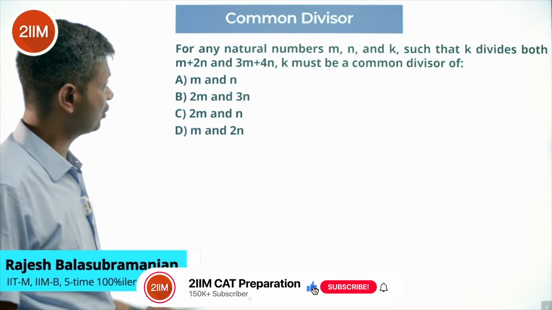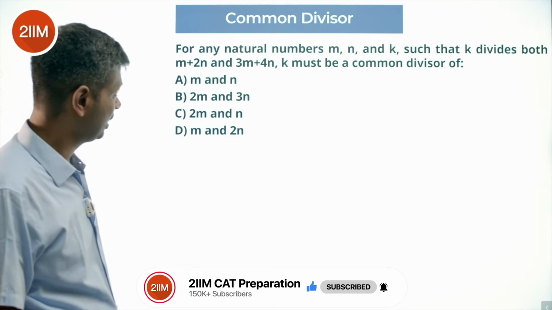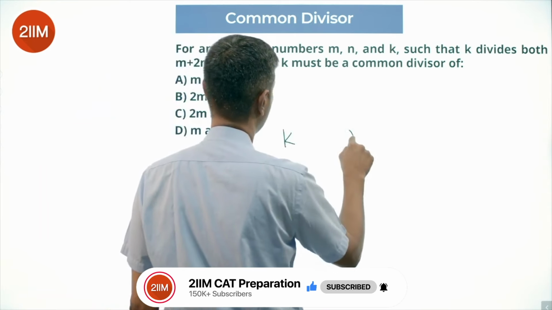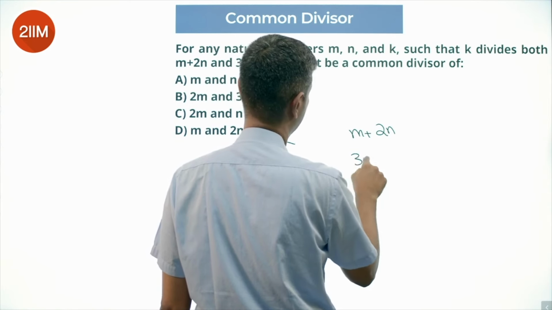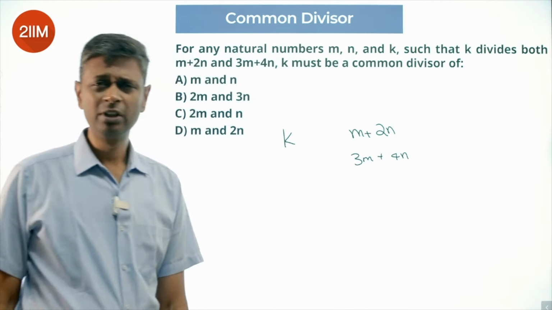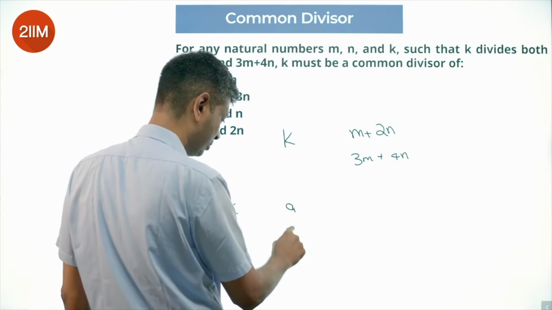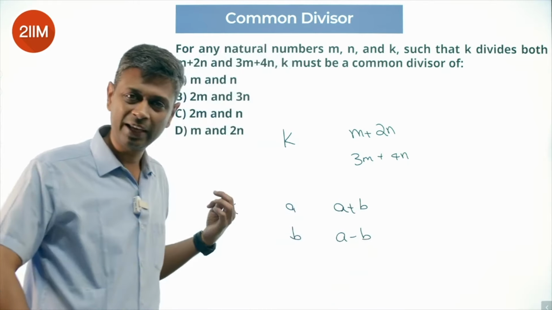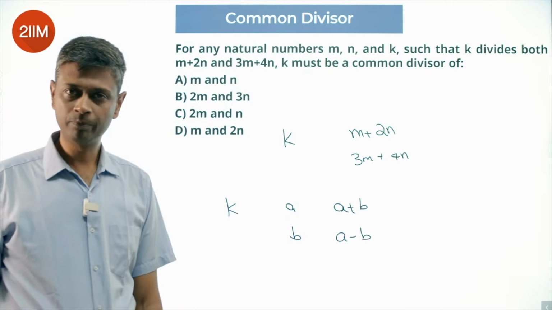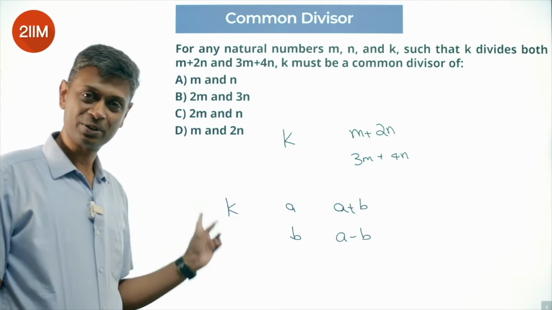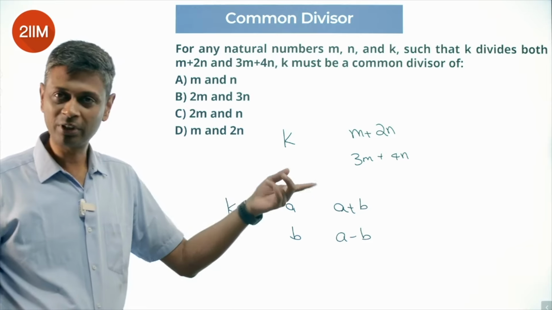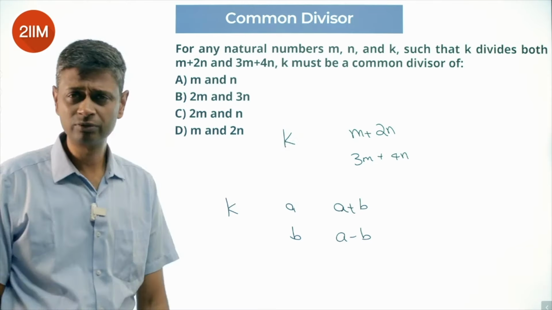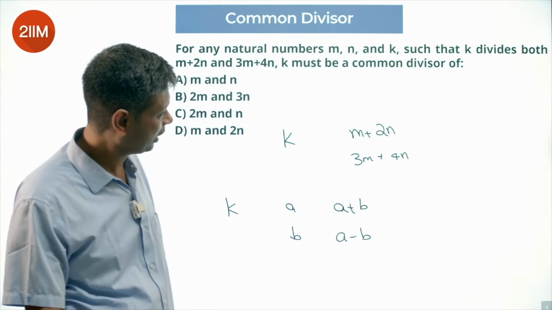For any natural numbers m, n and k, such that k divides both m plus 2n and 3m plus 4n, k must be a common divisor of. A very nice question, I really like this one. So this number k divides m plus 2n and 3m plus 4n. Very interesting. If a number k divides a and b, then it will divide a plus b, and it will divide a minus b. This means a is pk and b is qk. You add these two, it will be p plus q times k, and it will be p minus q times k. It works. a plus 2b, a plus 3b, all of that we can figure out. And k divides this, k divides this. So what can we say? We can subtract one from the other, and then we subtract that.